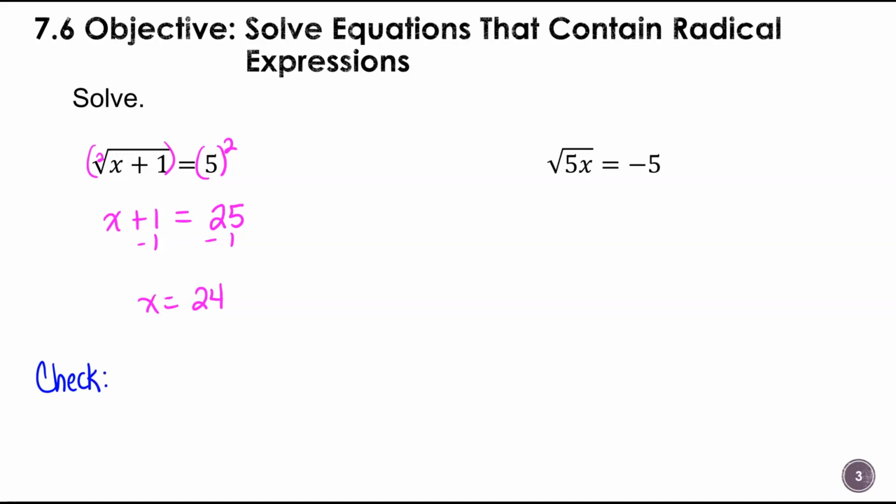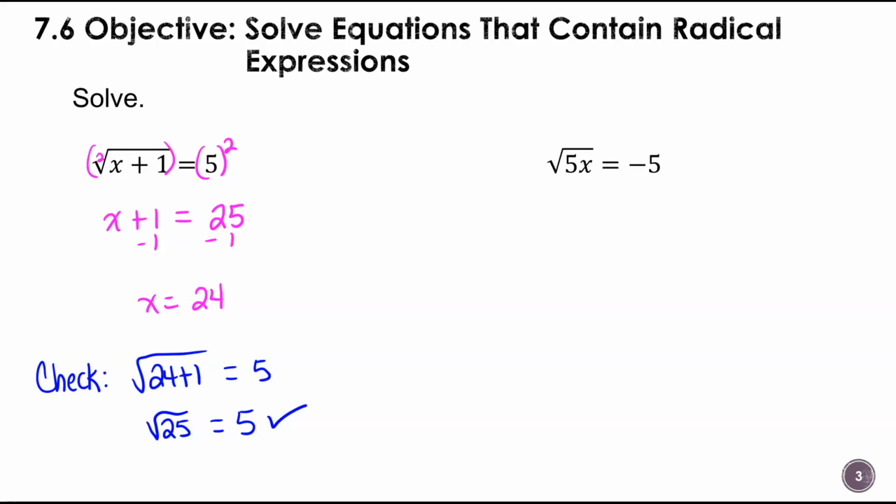And you can just check this by looking. 24 plus 1 is 25. The square root of 25 equals 5. So yes, it checks.